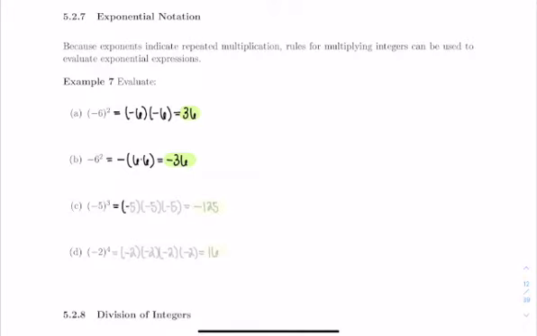(-5) cubed means that I have -5 three times. Because there is an odd number of negative integers, that means that we are going to end up with a negative number. And 5 times 5 times 5 is 125.